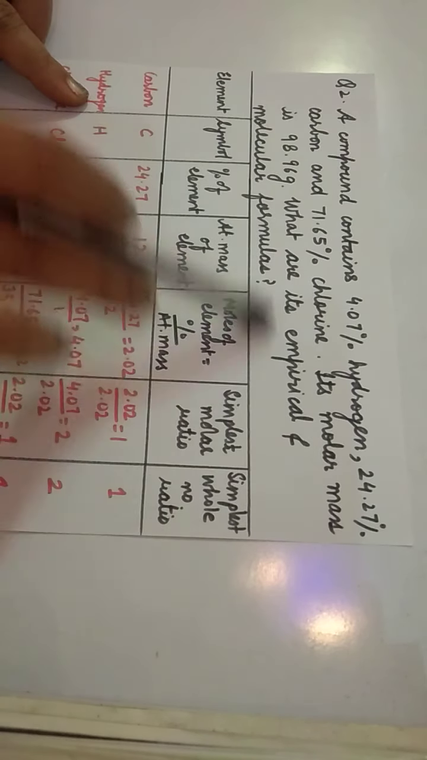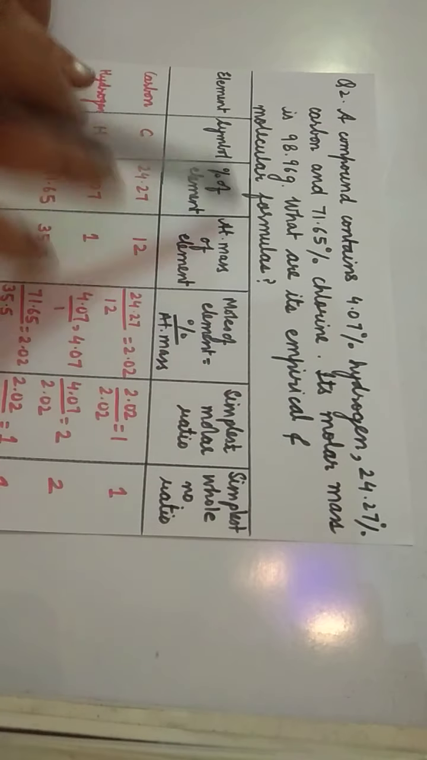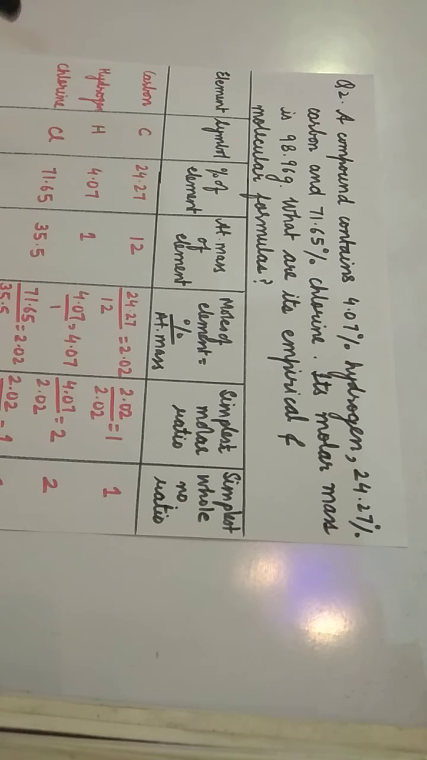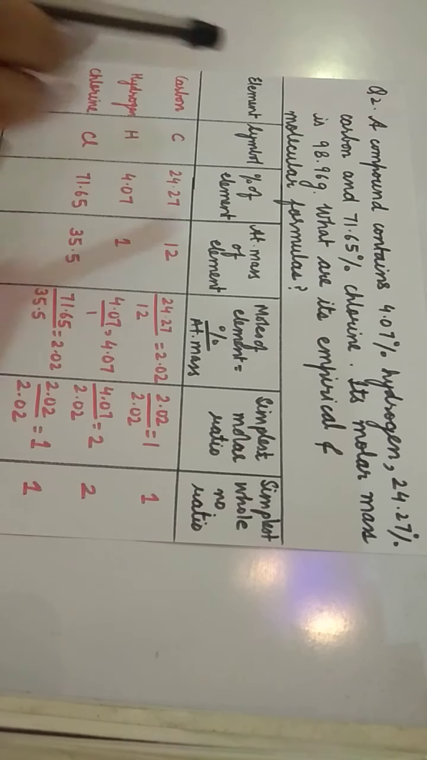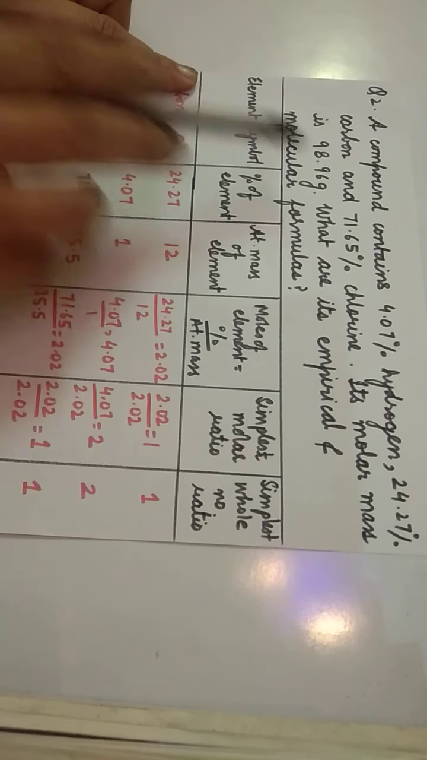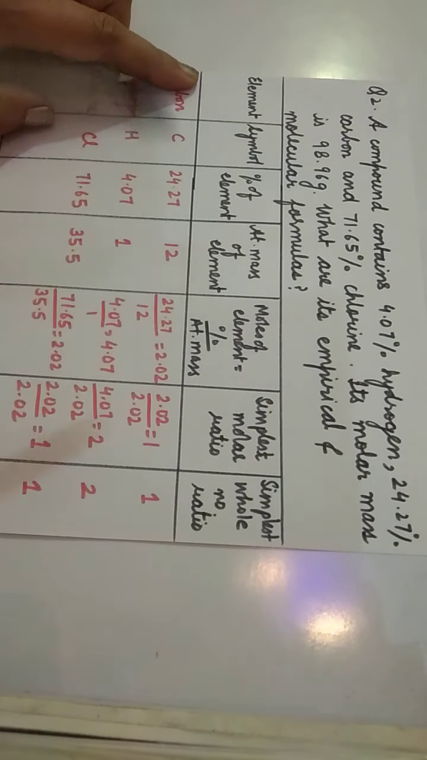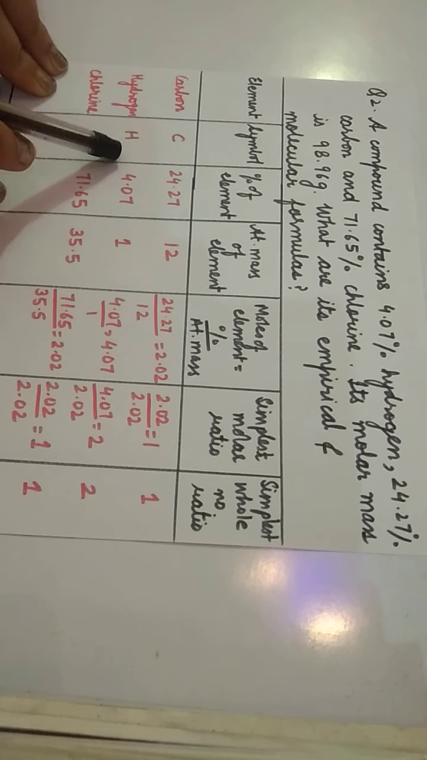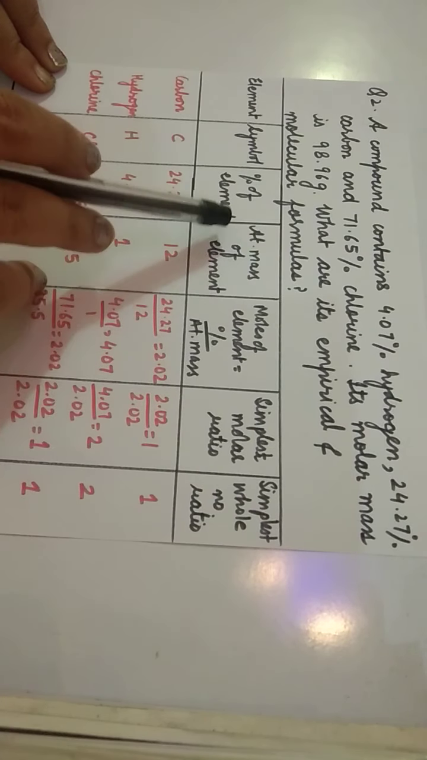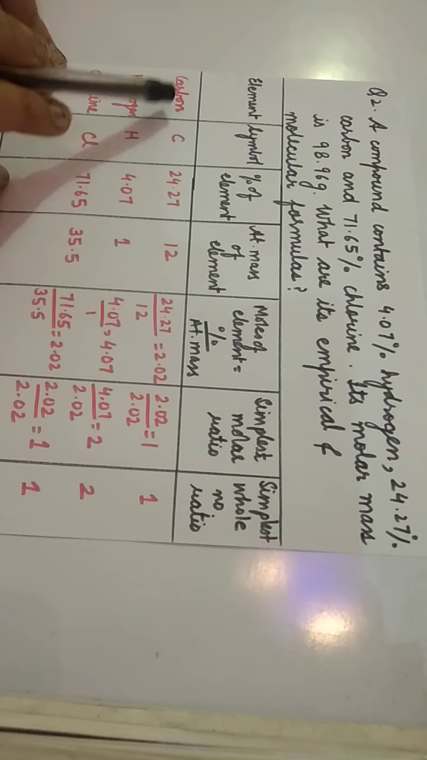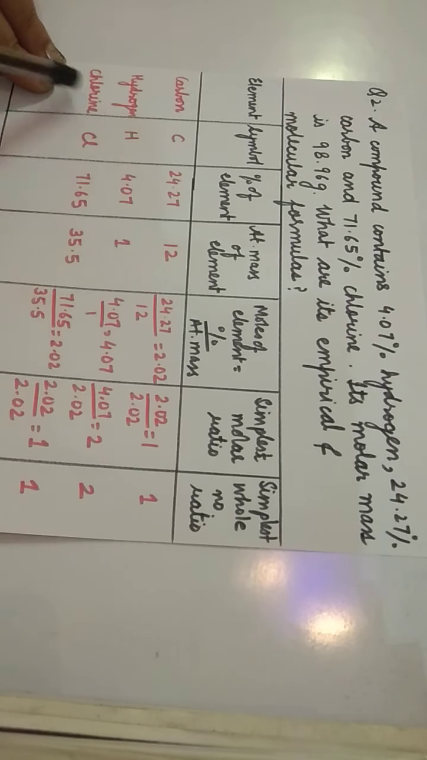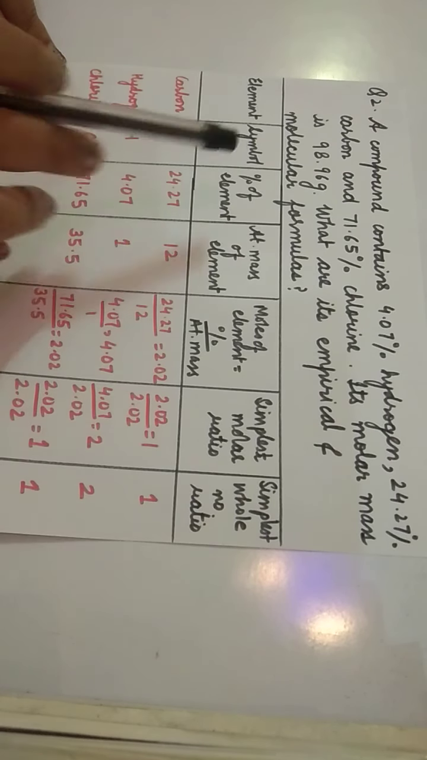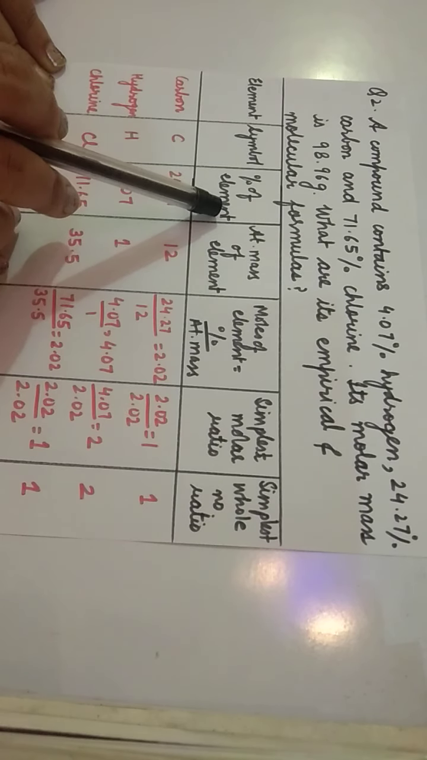So on the basis of the data given, children, you need to find out the empirical and molecular formula. There are some steps involved in calculation of empirical and molecular formula. First you have to write the name of the element, that is hydrogen, carbon and chlorine. Then you have to write the symbol, carbon, hydrogen and chlorine. Then you have to write the atomic mass of the element. You know the atomic mass of carbon is 12, atomic mass of hydrogen is 1 and atomic mass of chlorine is 35.5.